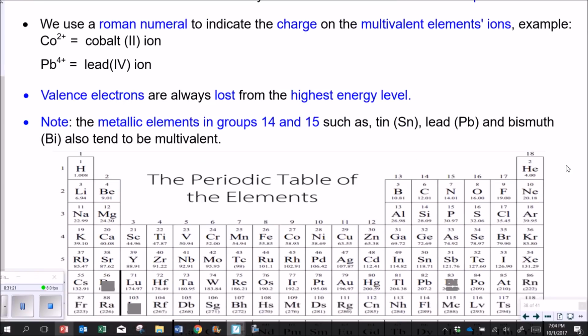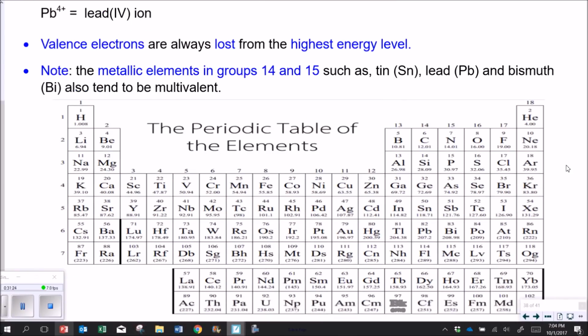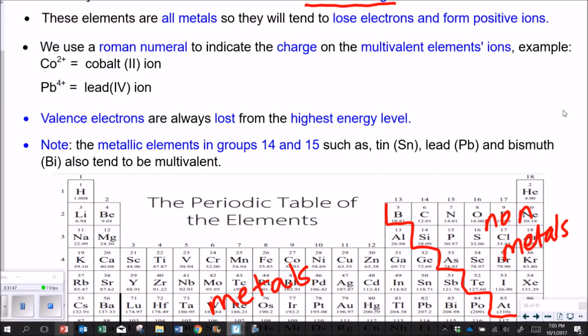You will learn in the next unit when we do periodic table that metals tend to be on the left-hand side of the periodic table and non-metals on the right. There is an imaginary crossing line here which separates your metals and non-metals, and we'll learn more about this in the next unit. We use a Roman numeral to indicate the charge on the multivalent element's ions.